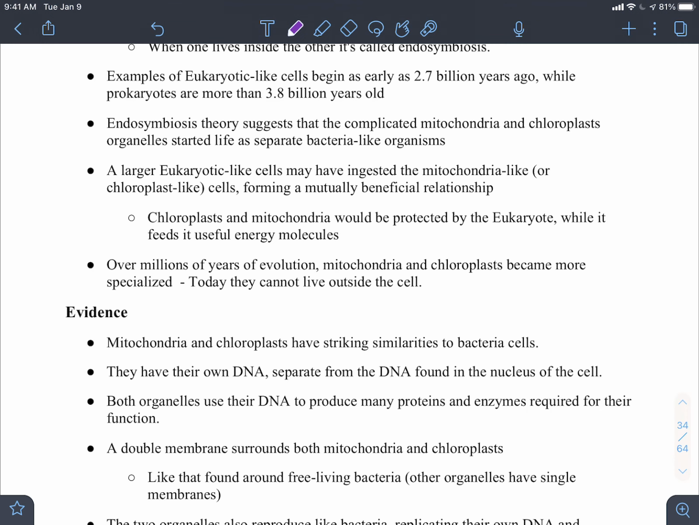Over millions of years, or billions of years, we should say. So let's put a B in there. Billions of years, the mitochondria, the chloroplast, became the specialized tools we see today. And now you cannot live outside the cell, although that's not true.